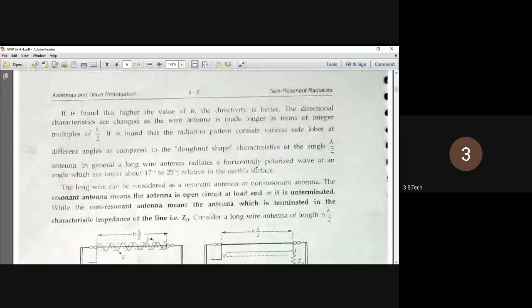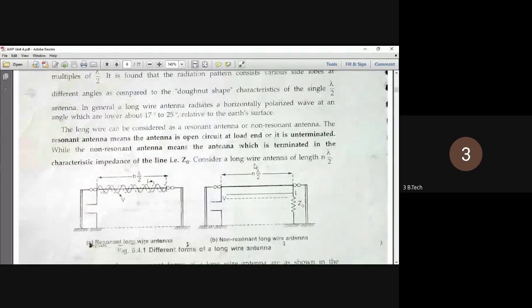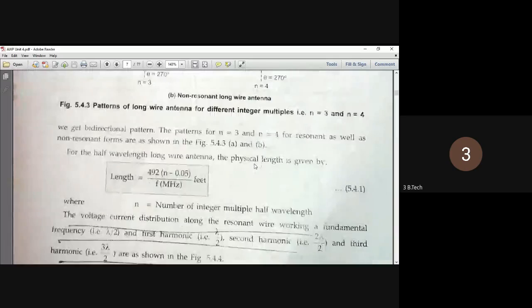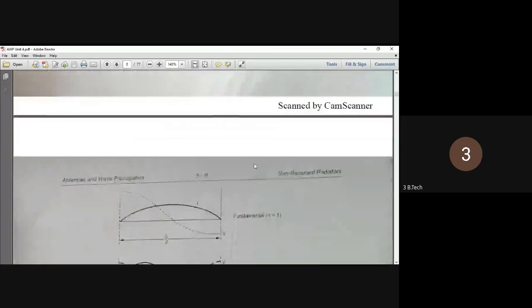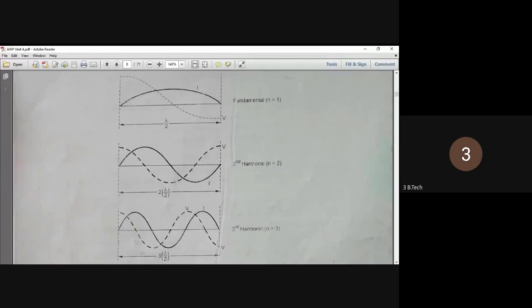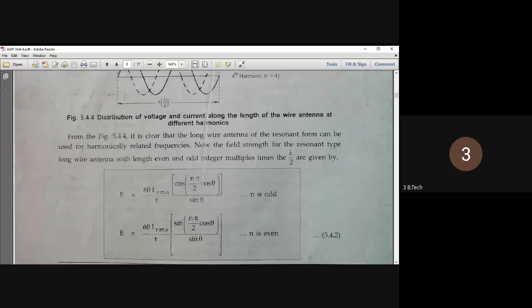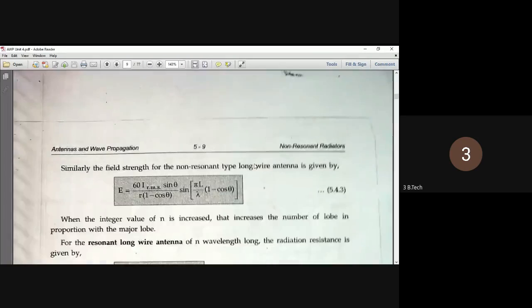Long wave harmonic antenna. Harmonic antenna means what? Non-resonant category antenna. I already told you the design equations. Then I already showed these variations of voltage and current when n is equal to 1, n is equal to 2, n is equal to 3. I already showed you these diagrams, how the voltage and currents vary in a non-resonant antenna, and the design equations. Okay.